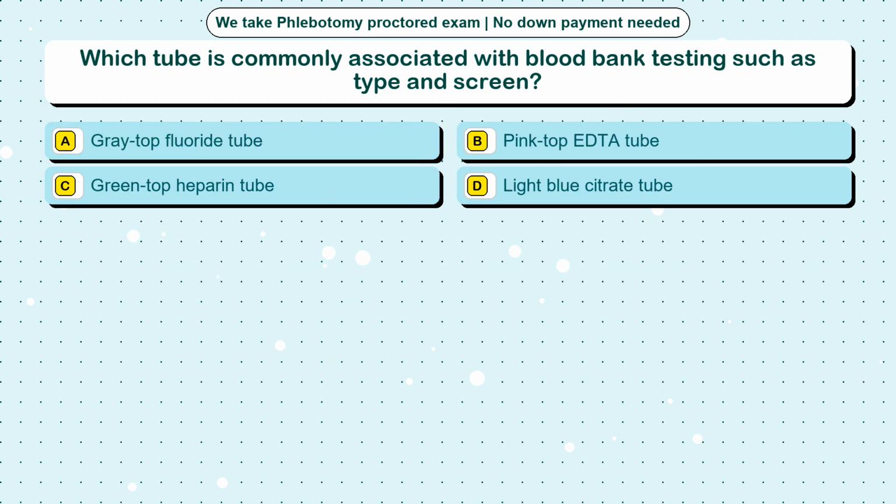Question 92. Which tube is commonly associated with blood bank testing such as type and screen? Option A.